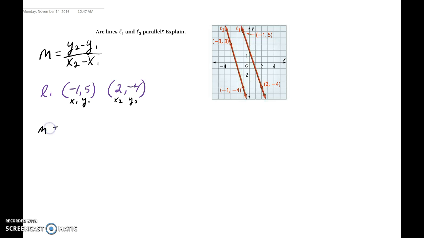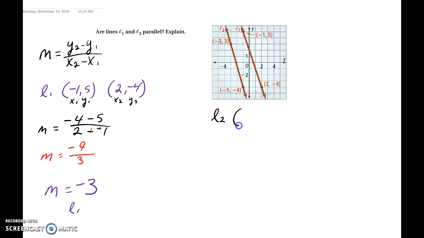So our slope is equal to -4, or y2, minus y1, which is 5, over top of our x2, which is 2, minus our x1, which is -1. So this will then turn to plus. Then our slope is equal to -9/3, or our slope is equal to -3. All right, so that's the slope for our line 1. Then if we want to see if the lines are parallel, we have to find the slope of our line 2.